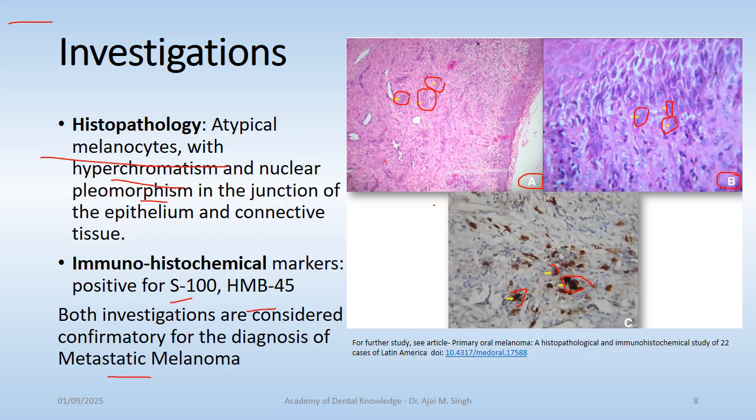Immunohistochemical markers are there for S100 and HMB45. So this one area is giving a dark color to the melanocytes. This one is also, and note that they are irregular in shape and size. So they are showing sign of pleomorphism along with polymorphism also. So both these investigations are considered confirmatory for the diagnosis of metastatic melanoma.